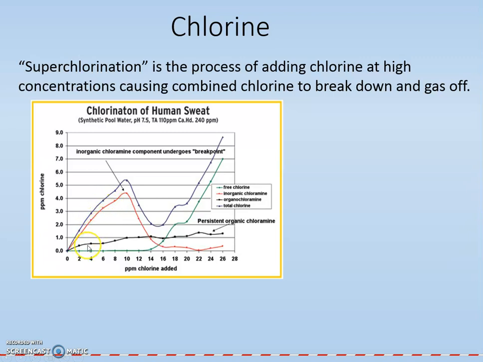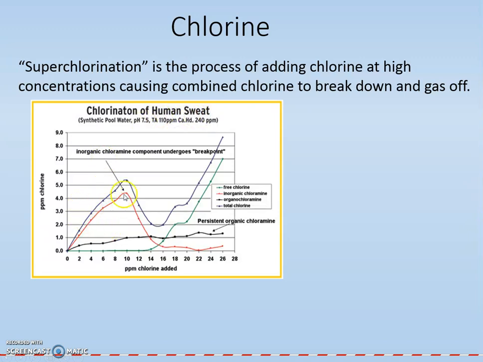So as we do this thing called breakpoint chlorination, we add enough chlorine, in fact to about 10 parts per million in this graph, that all the chloramine gets essentially broken down and it gases off. And then when we add additional free chlorine, you can see that it climbs pretty rapidly because there's no ammonia compounds or no sweat for the free chlorine to react with.